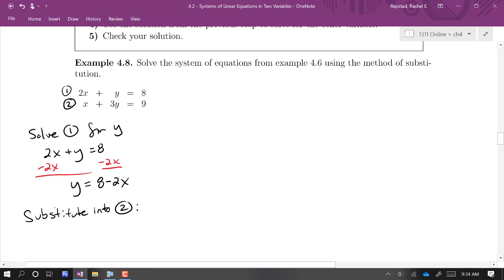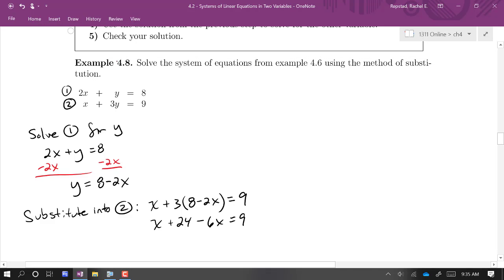So that equation is x plus 3y equals 9. So this will be x plus 3 times, now y is equal to 8 minus 2x, equals 9. Now this is an equation with one variable. Let's solve it. We know how to solve a linear equation of one variable. Let's distribute that 3, so we get x plus 24 minus 6x equals 9.